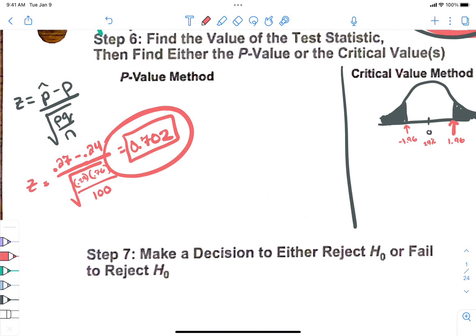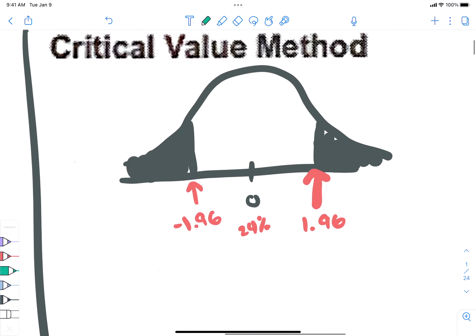0.702, right? That's the Z-score that I have there. Okay, where does the 0.702 live? Somewhere over here, right? Between 0 and 1.96. This is where my 27% lives. Because he has a Z-score of 0.702, right?